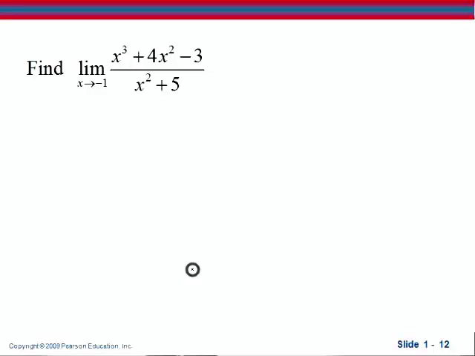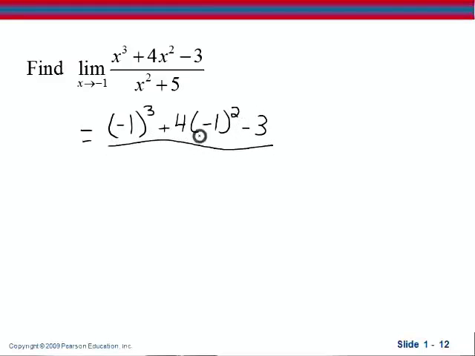Here's another example of a rational function. We have the limit as x approaches negative 1 of x cubed plus 4x squared minus 3 divided by x squared plus 5. Notice that negative 1 is again in the domain of this function. Negative 1 will not make our denominator 0. So the limit as x approaches negative 1 of this rational function we can find by just plugging in negative 1 everywhere we have an x. So that will be negative 1 cubed plus 4 times negative 1 squared minus 3 divided by negative 1 squared plus 5.